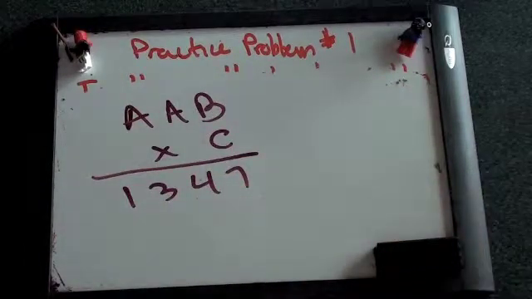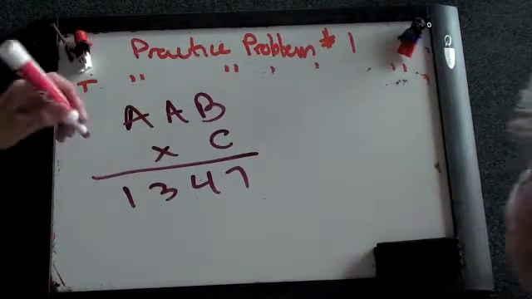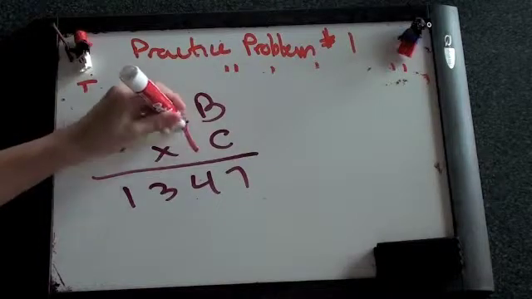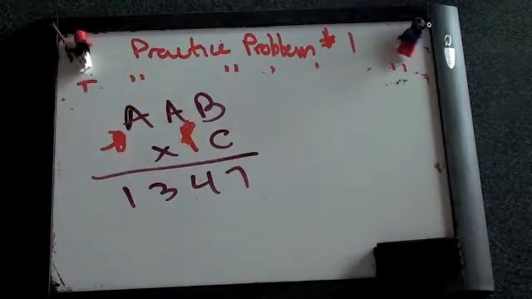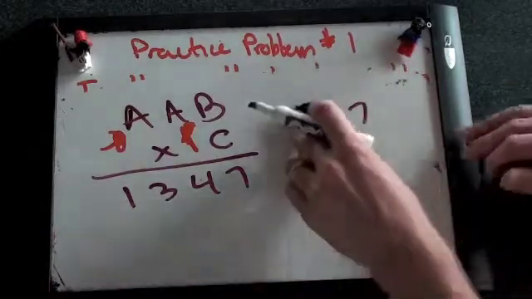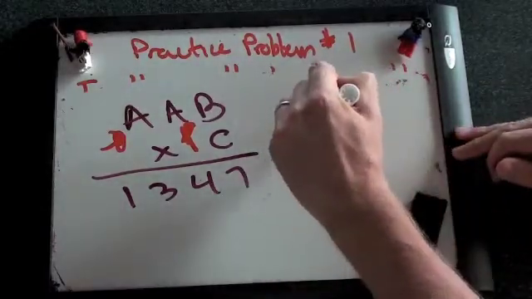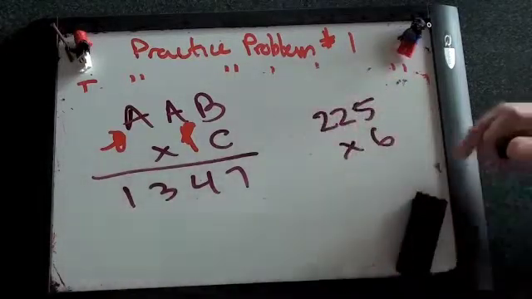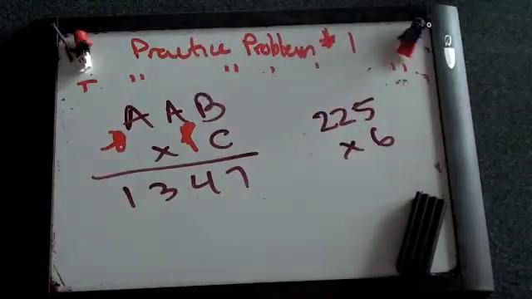Okay, now we've never done a problem like this. So you mean A is the same number, these two A's are the same number? Yeah, those two A's are the same number. So this might be like 217, oops, I guess not with the two A's being the same. So this might be 225 times 6, for example. But I don't think that equals 1,347.